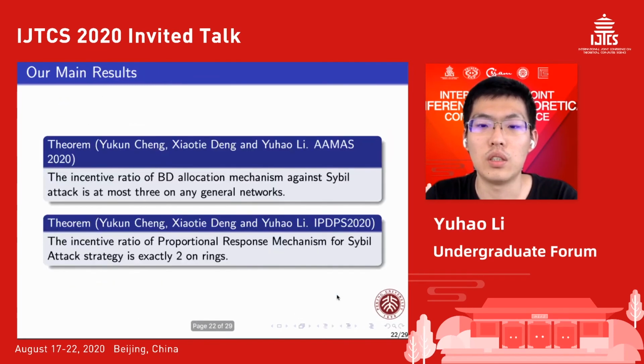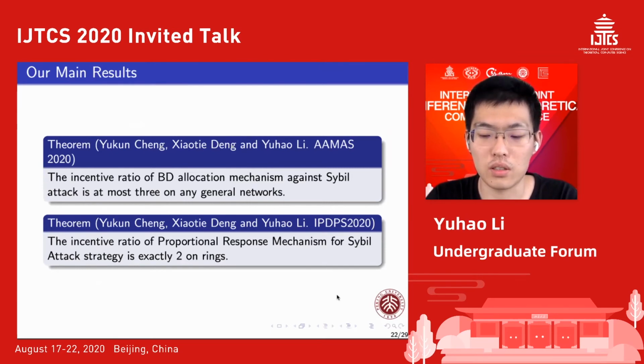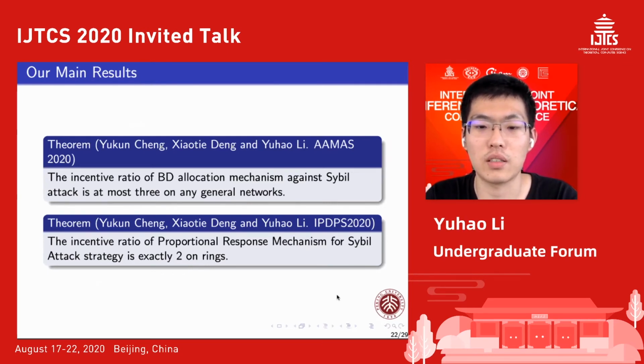So here are our main results. The first theorem says the incentive ratio of this mechanism against the CPU attack is at most 3 on any general networks. It is the first constant result on general networks, and we tighten the incentive ratio on rings, showing that it is exactly 2.